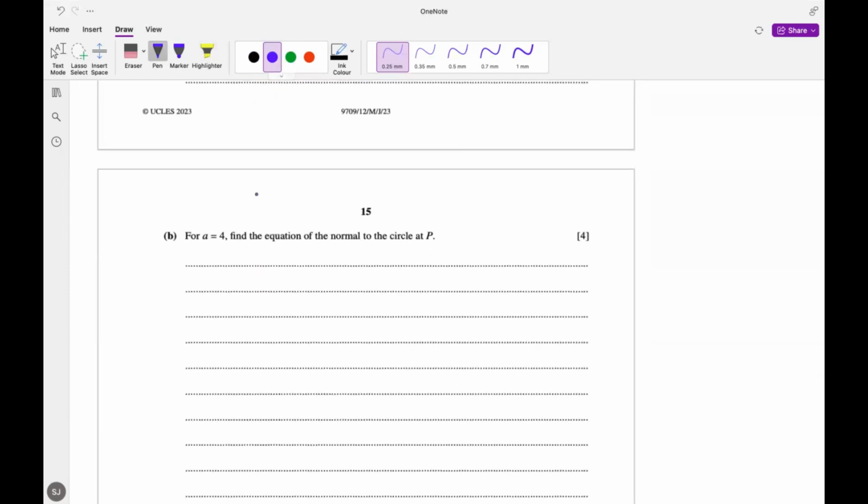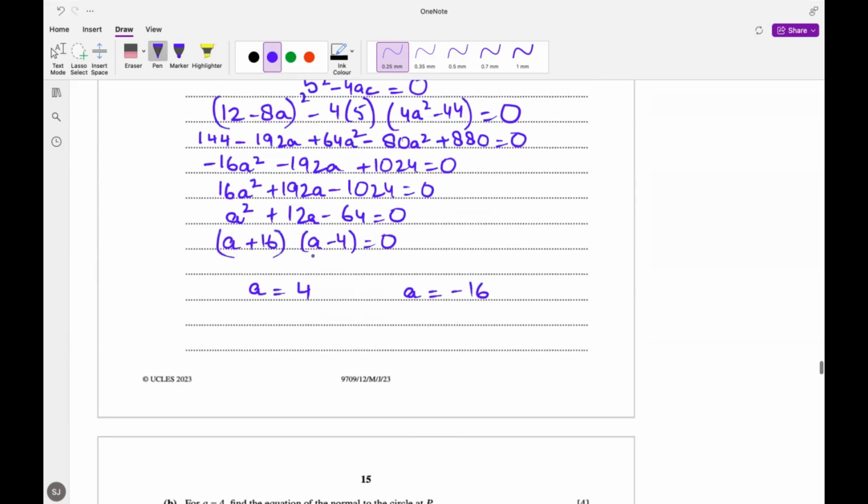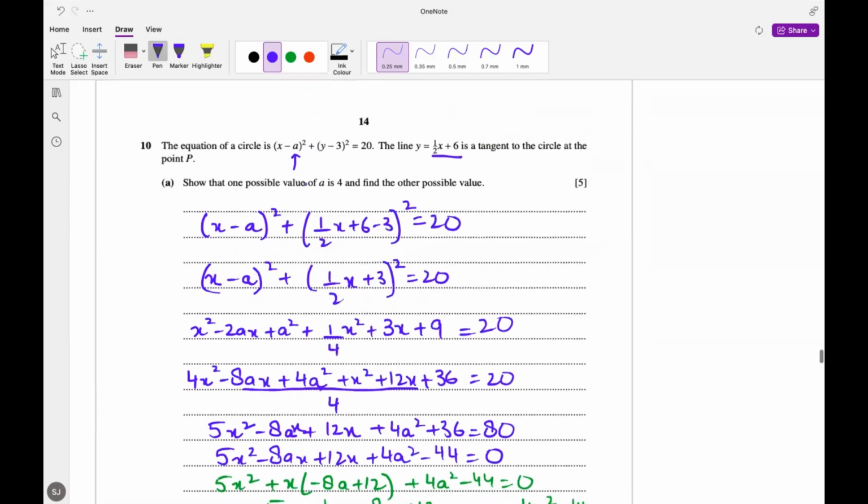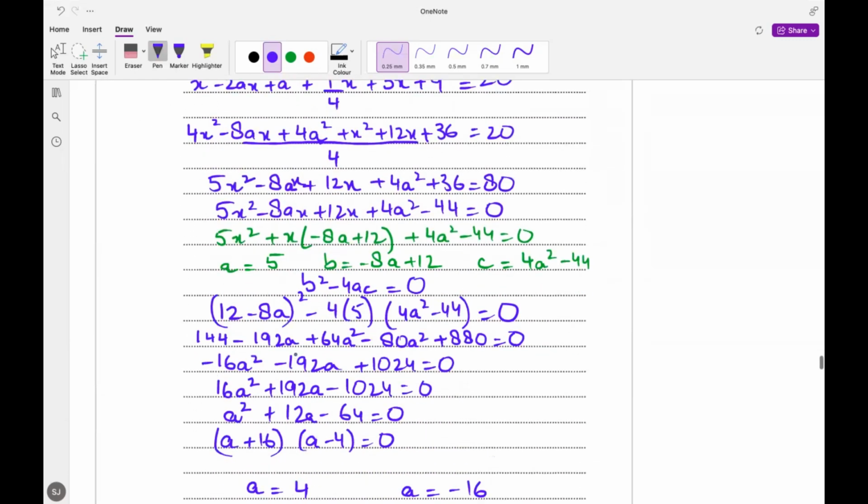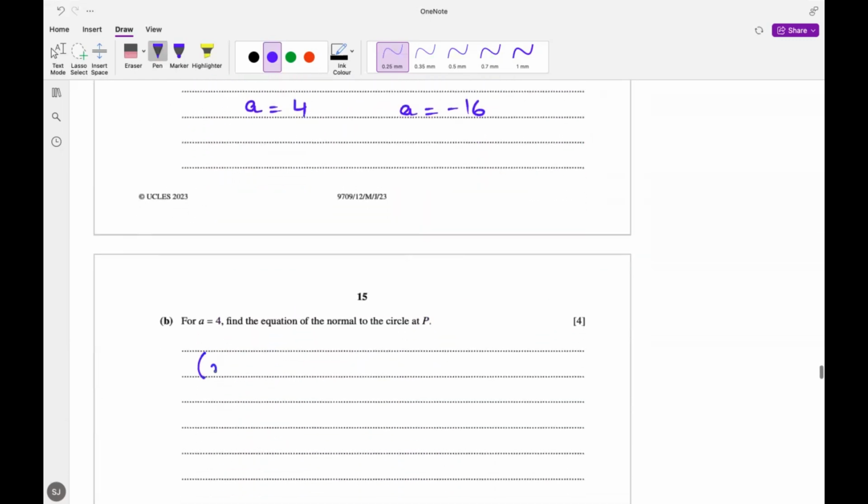In part B, for a equals 4, we have to find the equation of the normal to the circle at P. Now, the equation of the circle was x minus a whole squared plus y minus 3 whole squared equals 20. So in place of a, we'll write 4. So this will become x minus 4 whole squared plus y minus 3 whole squared equals 20. As we have to find the equation of the normal to the circle at P, let's say if we have a circle, this was the tangent up here and this was the point P. So this will be the normal for which we have to find the equation.